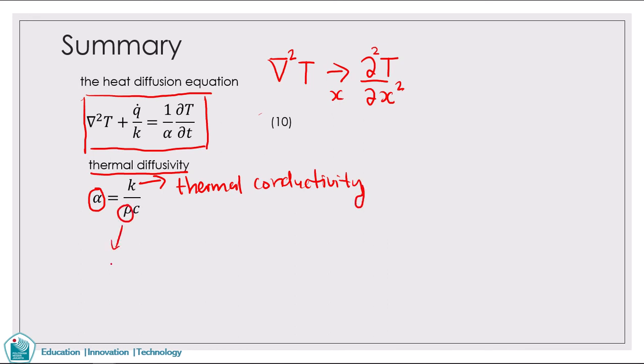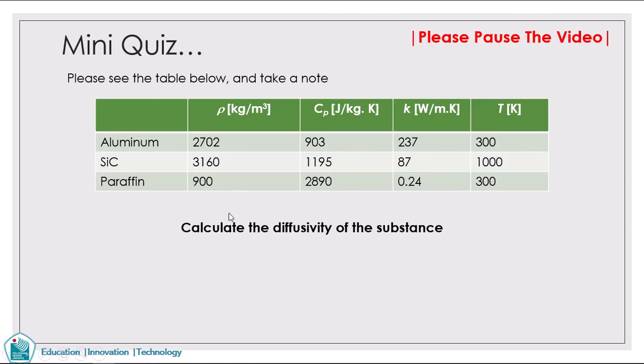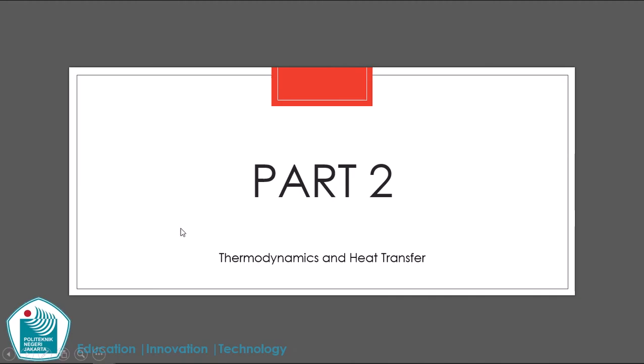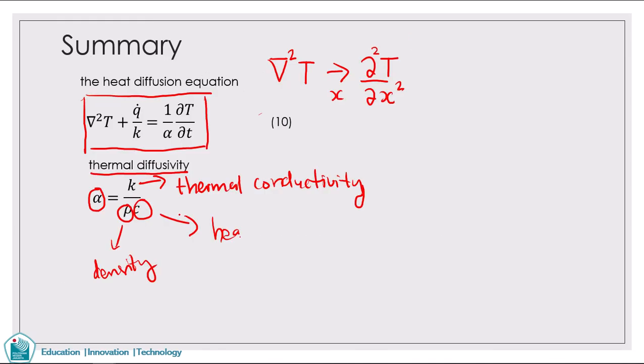The rho is the density, and C stands for, sorry, let's go back again. This is the heat capacity.